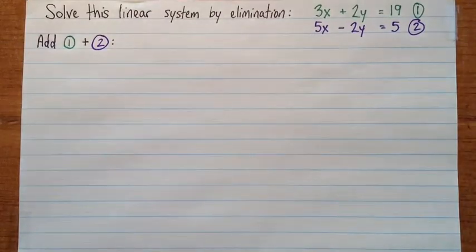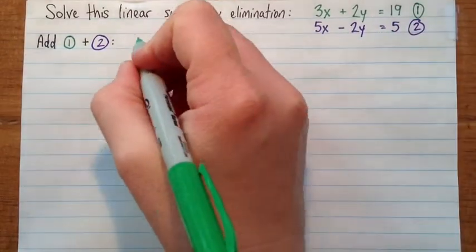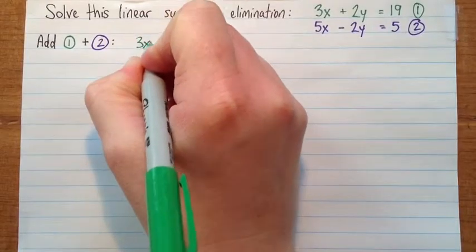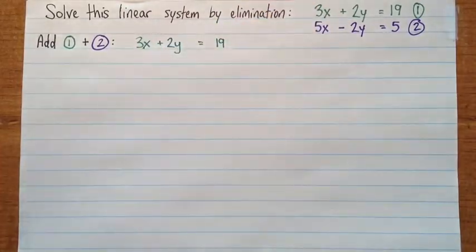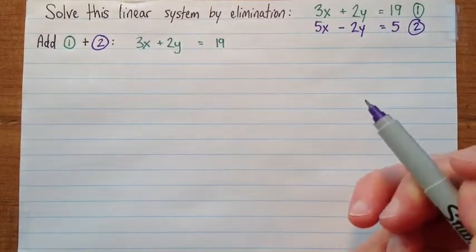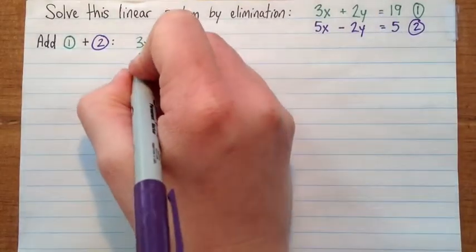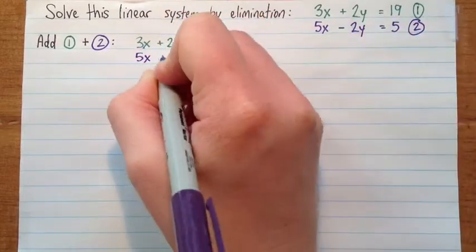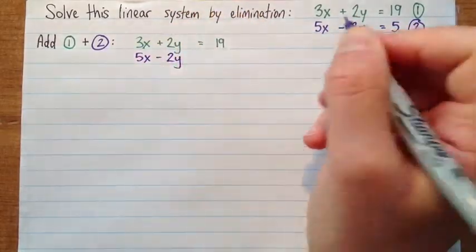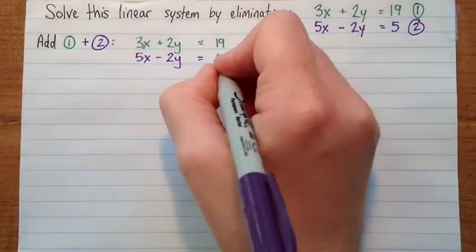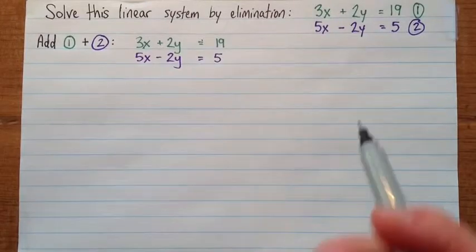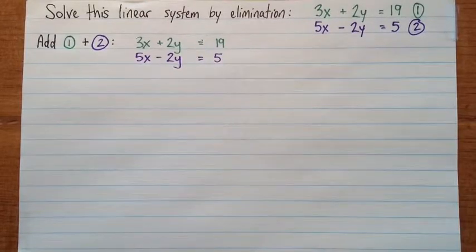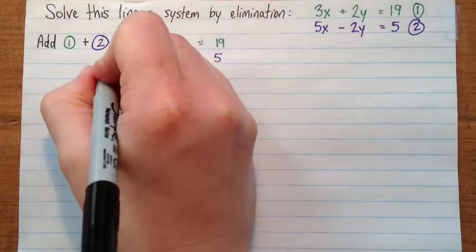When you do this, write them both out, even though we have them written out here. So equation 1 is 3x plus 2y equals 19. As you write them out, make sure that your x's, y's, constant terms and equal signs are all lined up. So 5x goes right under the 3x, the negative 2y goes under the plus 2y, equals under the equals, and 5 under the 19. If the variables happen to be written in a different order, then you just reorganize them. Okay, so we're going to add these two equations.